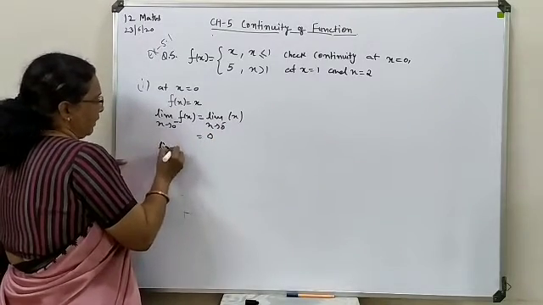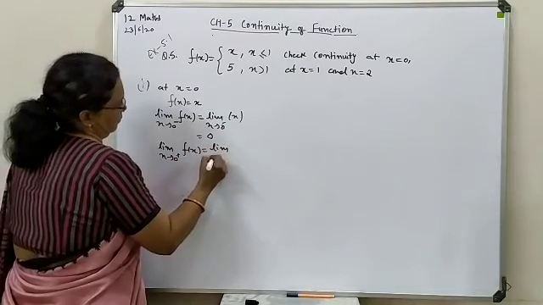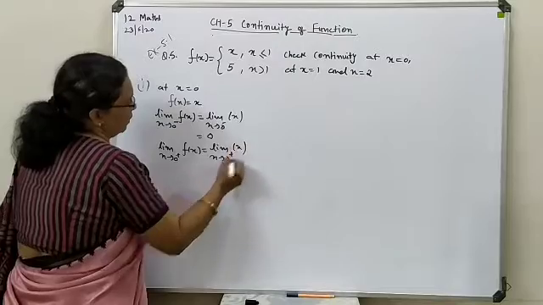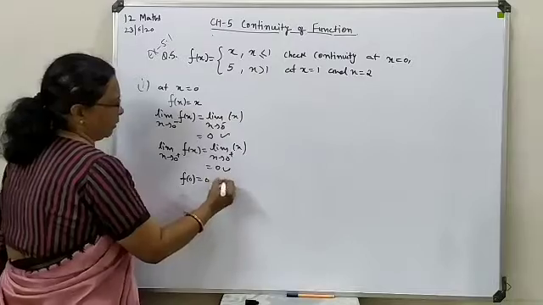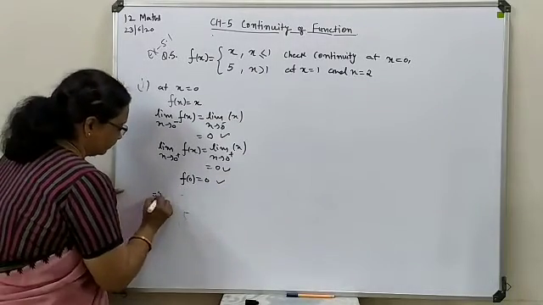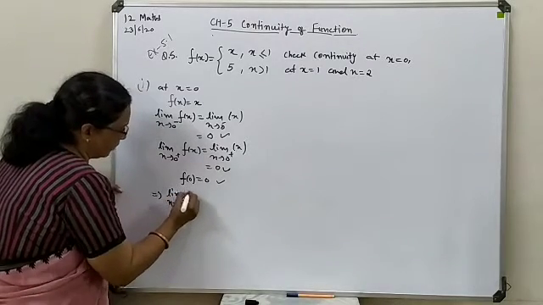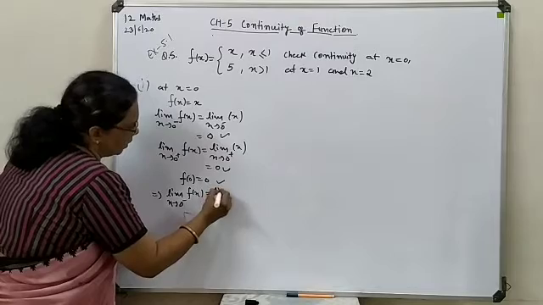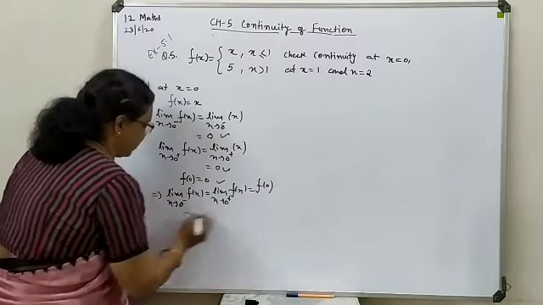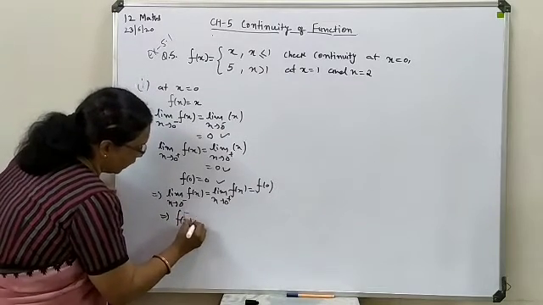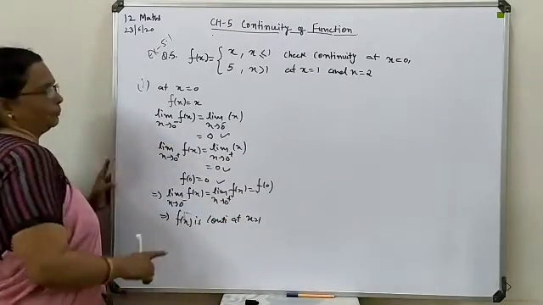Same, you go for the right limit solution. Your function value itself is coming as 0. So if these three are coming 0, that means you can say that limit x tends to 0 minus f(x), limit x tends to 0 plus f(x), and f(0) are all the same, means f(x) is continuous at x is equal to 0.